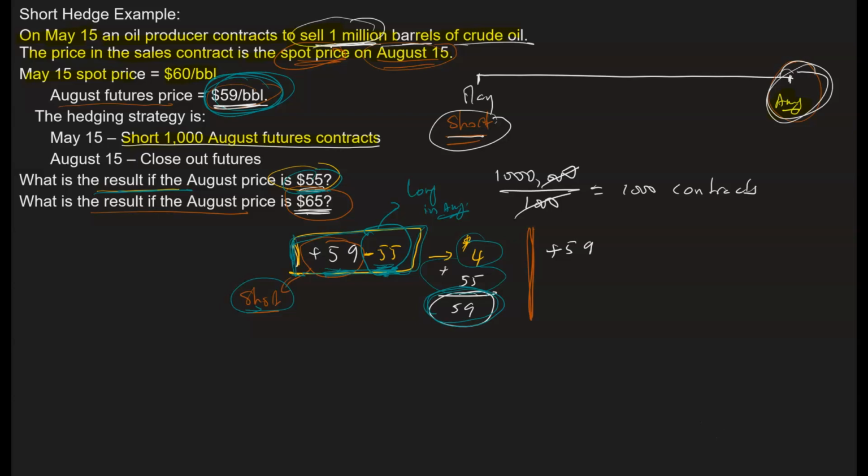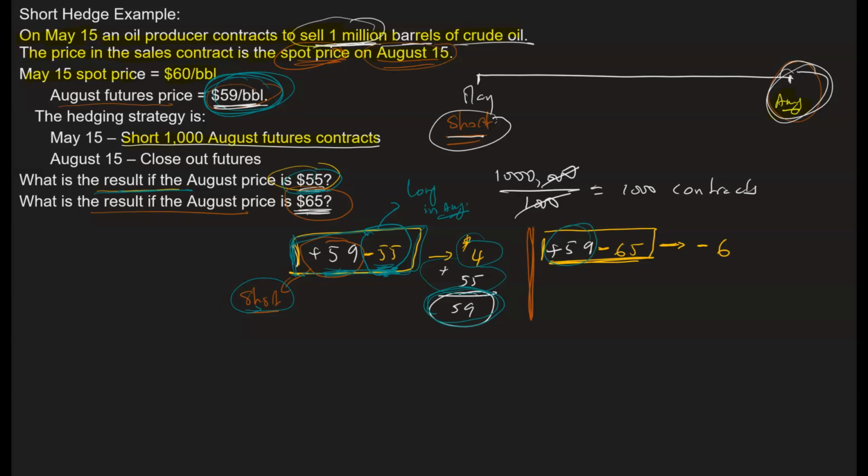I'm going to have to pay $65 in August. By doing that, I closed out my contract. That's my contract. So short 59, that's my $59 there, and long 65. By doing that, what happens is I'm making a loss of $6 on the futures contract.